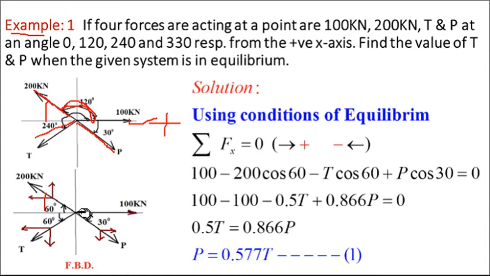Next one is 240. Up till now it is 180, so 240 will be here, because this is 270. So 240 minus 180 gives this angle also as 60 degrees. The angles are given from the positive x-axis up to 360 degrees, so you have to calculate the angles with the horizontal. This one is 330 with the positive x-axis, so 360 minus 330 gives this angle as 30 degrees.